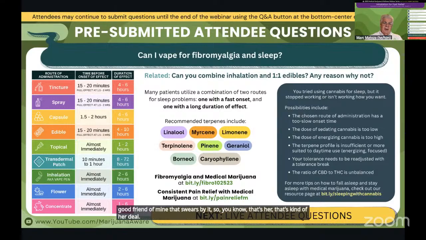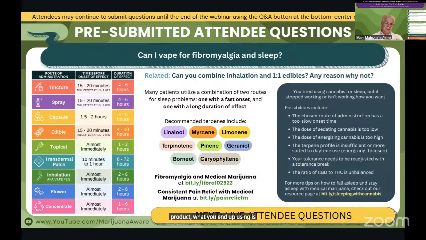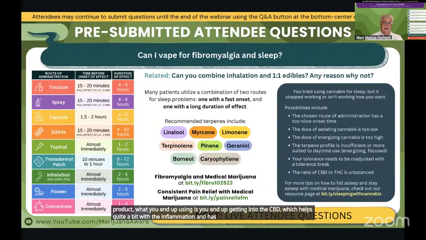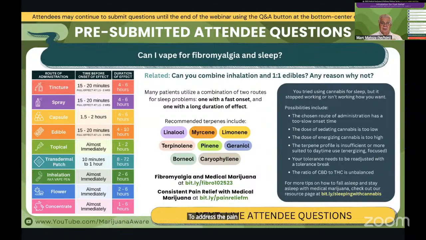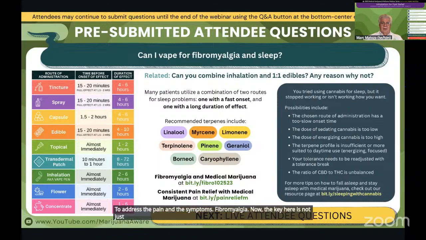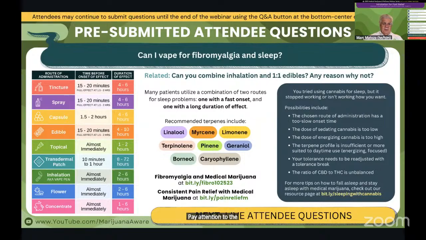And also for fibromyalgia, the answer is yes, because especially when you're using a 1-to-1 product, you end up getting into the CBD, which helps quite a bit with the inflammation. It has a neuroprotectant capability. And that neuroprotectant capability really helps to address the pain and the symptoms of fibromyalgia. Now, the key here is not just smoking it or using a 1-to-1 inhalation product, which we're pointing out here. That's very, very important. The other issue is pay attention to the terpene profile. And again, you can find the terpene profile when you go to the dispensary.